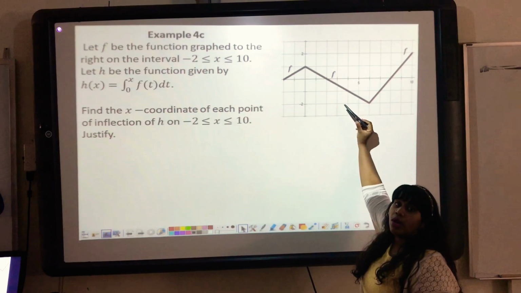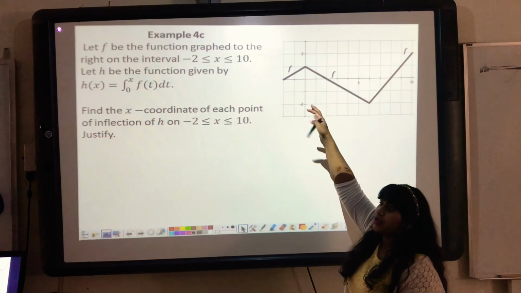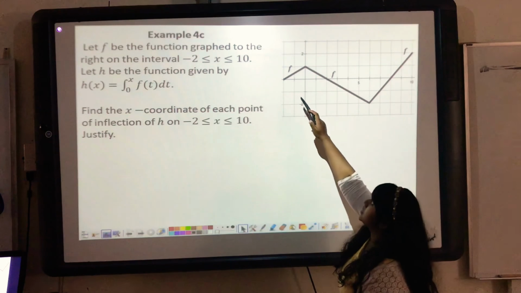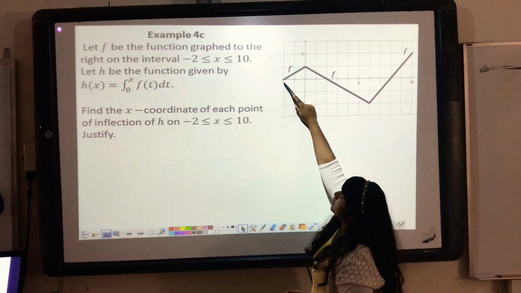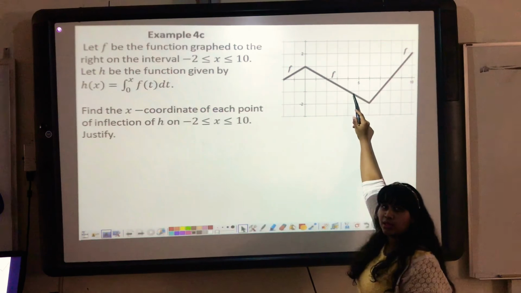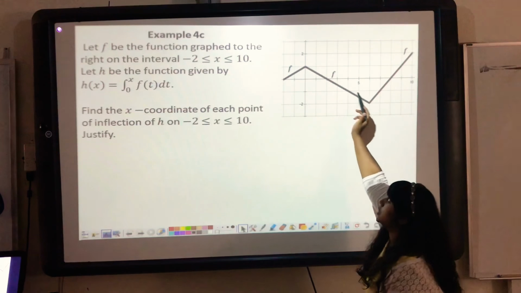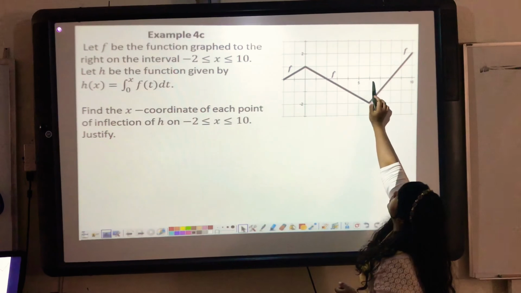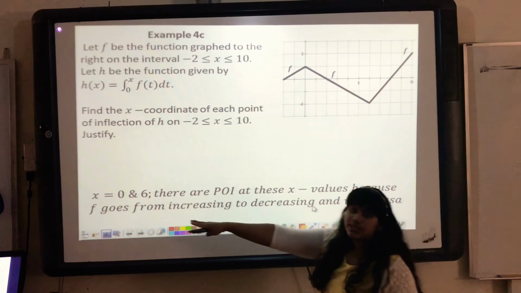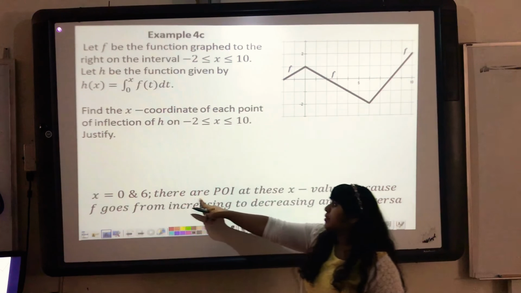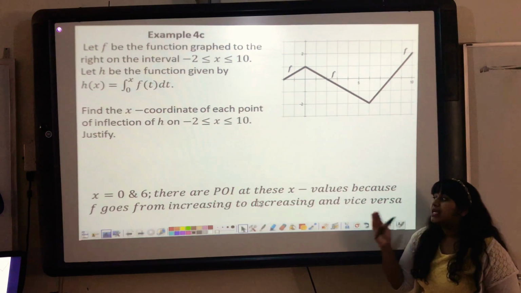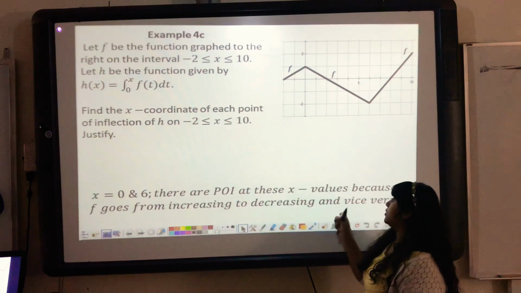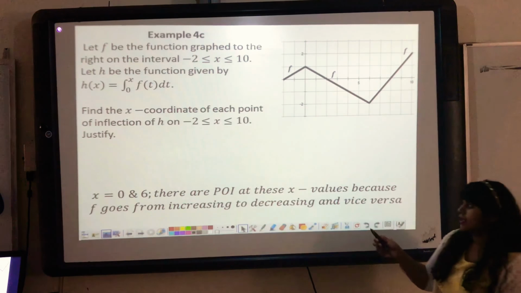So what do we have to know? Well, we have to know where it is going from increasing to decreasing. So what does that mean? Slope, right? Do I also need to know where it's going from decreasing to increasing? Yeah, that's also a change in concavity. So I have an x value at 0, and I have an x value at 6. So at 0 and 6, but we need a justification statement. There must be points of inflection at these points because f, again, justify with what we're given, f goes from increasing to decreasing and decreasing to increasing, or vice versa.